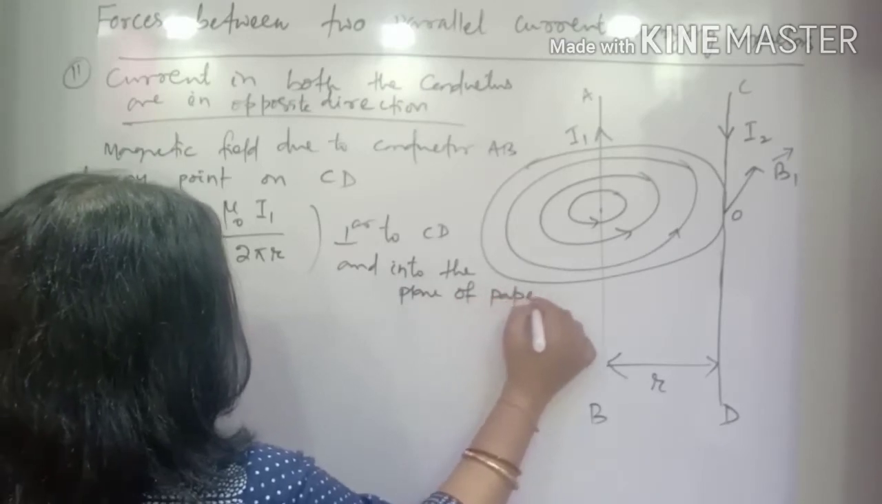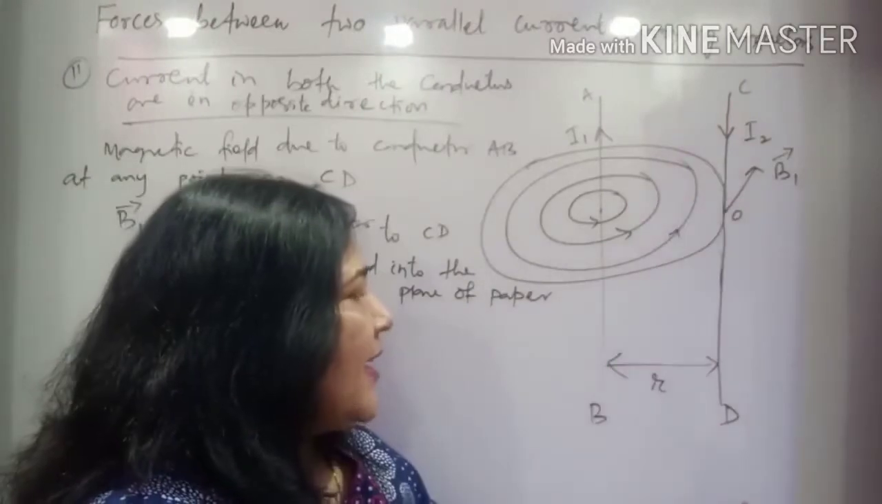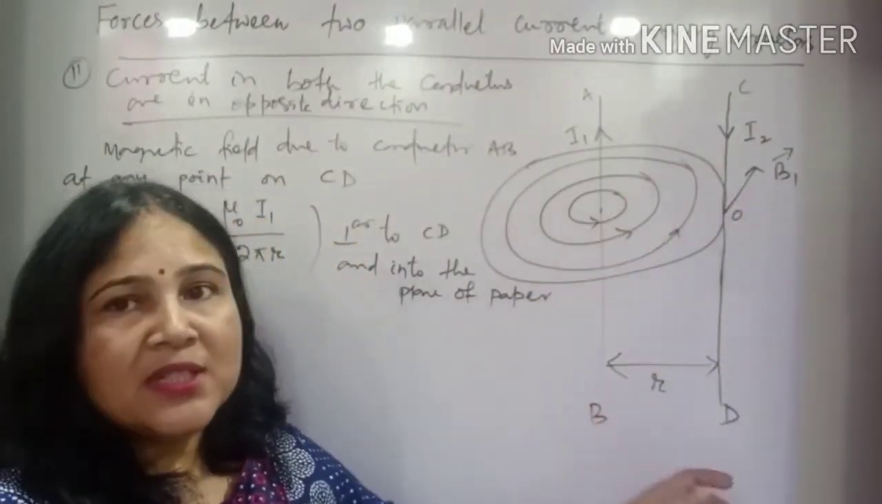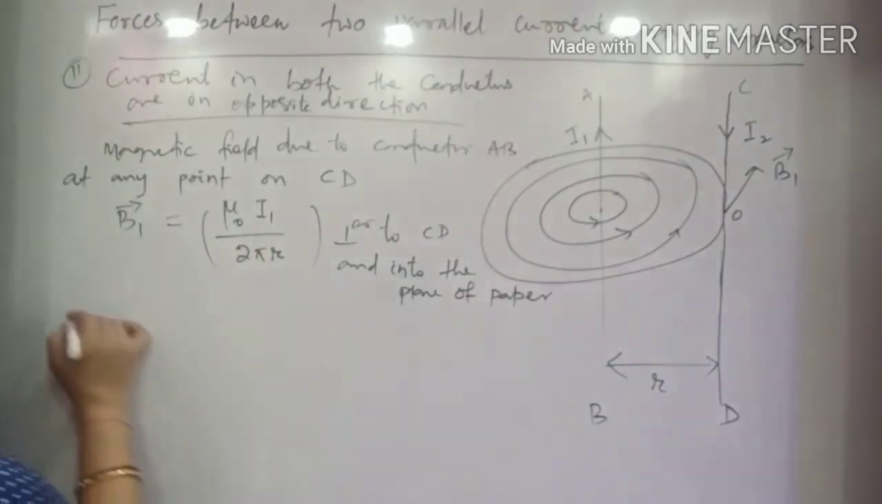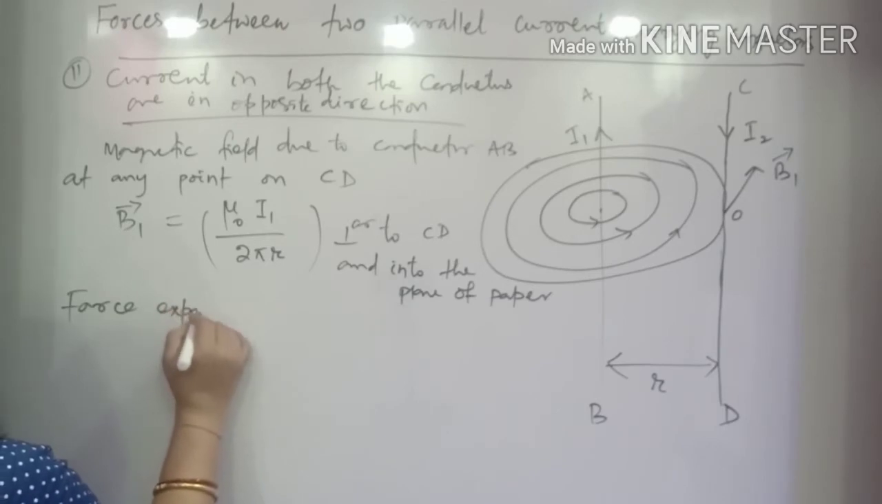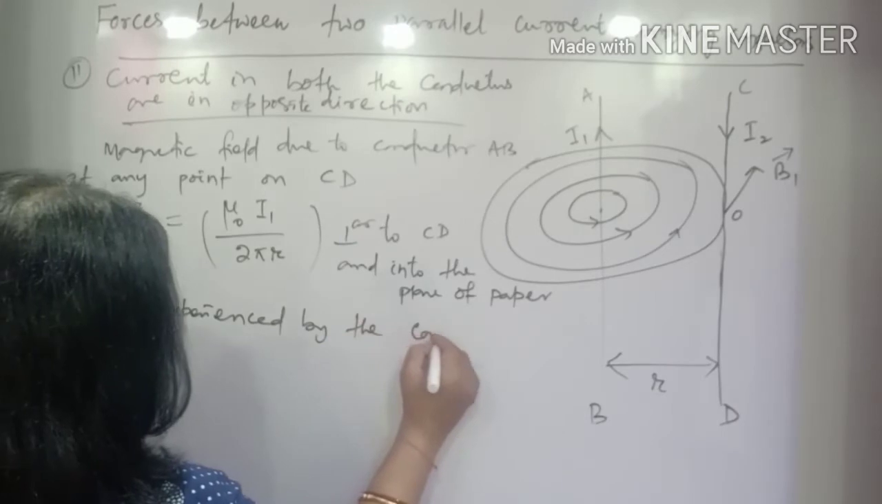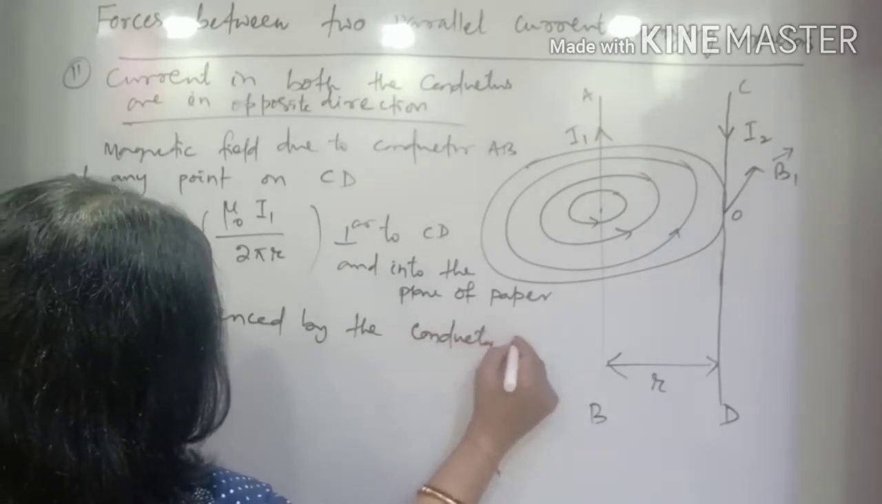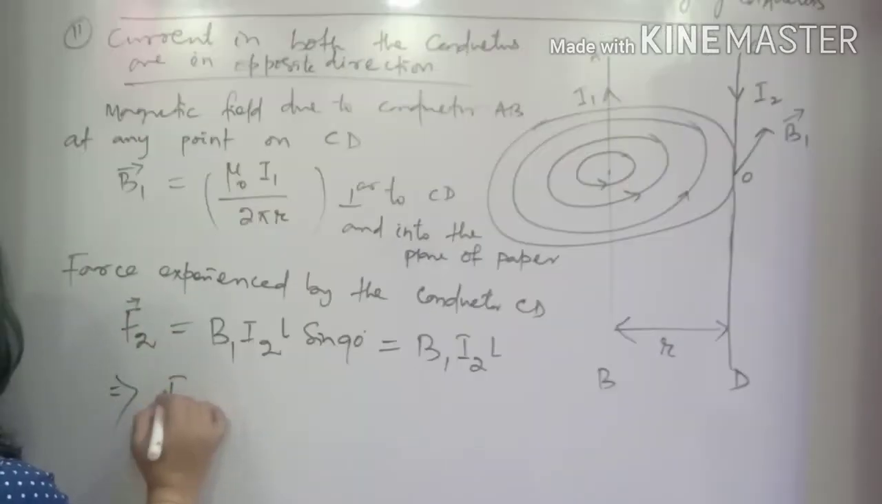Earlier we did it the same way. Now the conductor CD, which is carrying current I2, since it is placed in the magnetic field B1, is going to experience a force. So let's find the force experienced by the conductor CD. Let that force be F2. Now what is F2's expression? This is small f2, that is force per unit length.